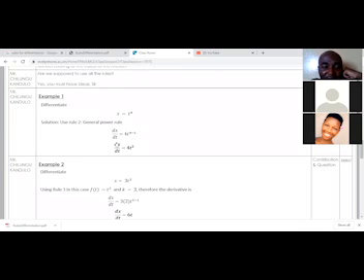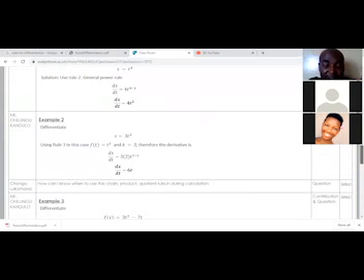Then if you have, like, x equals 3t squared, the 2 comes in front, then you have a 6. 3 times 2 is 6. Then t to the power 2 minus 1. 2 minus 1 is 1. So the answer is simply 6t.